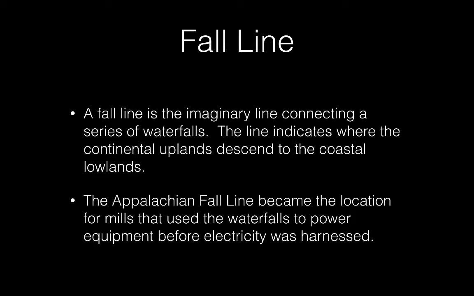The fall line. A fall line is the imaginary line connecting a series of waterfalls. The line indicates where the continental uplands descend to the coastal lowlands. The Appalachian fall line, the one near the Appalachian Mountains that runs through the eastern and southern United States, became the location for mills that used the waterfalls to power equipment before electricity was harnessed.